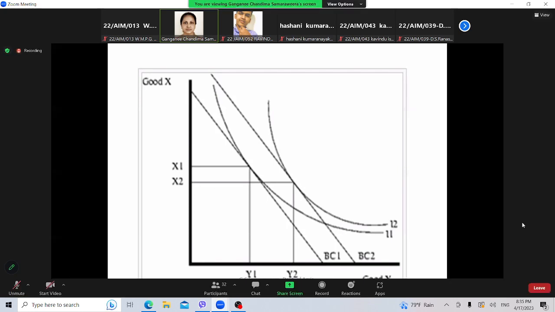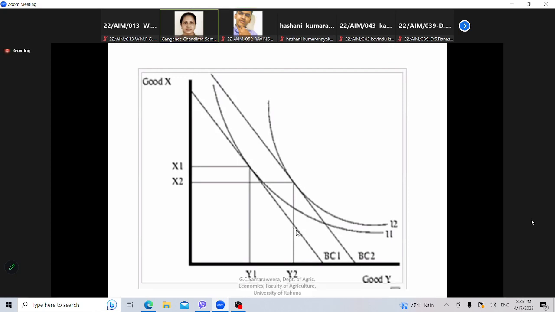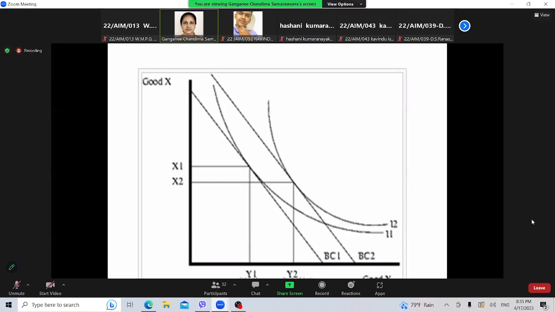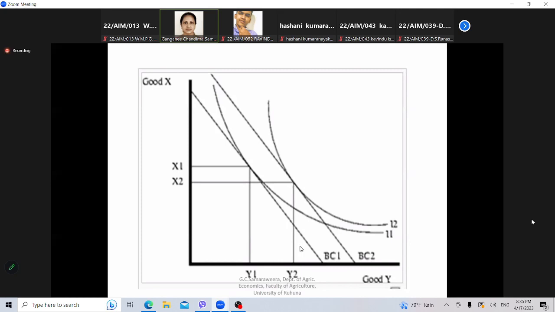See, in good X, when the income is I1, the quantity demanded is Y1. But when income increases to I2, quantity demanded also increases to Y2. Then it's very clear Y is the normal good.